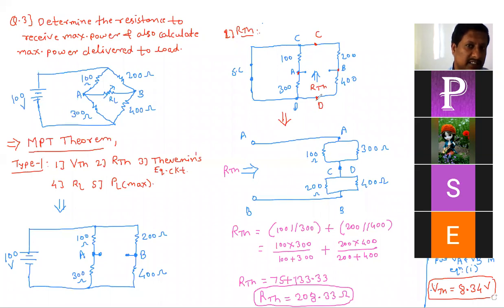मग सी पॉइंट इथे घेतला, डी इथं घेतला, तर ए आणि सी मध्ये 100 ओम रेजिस्टर दिसतो आणि बी आणि सी मध्ये 200. त्यानंतर ए आणि डी मध्ये 300 आणि बी आणि डी मध्ये 400. मग आपल्याला काय करायचंय की ए आणि बी मधून आपल्याला ऑब्झर्व करायचंय.